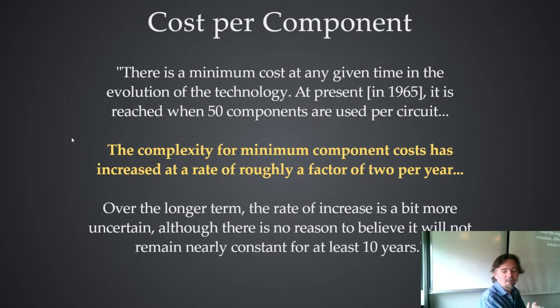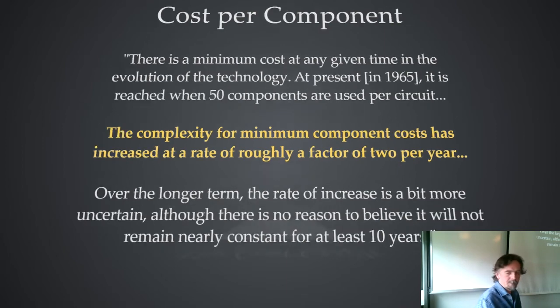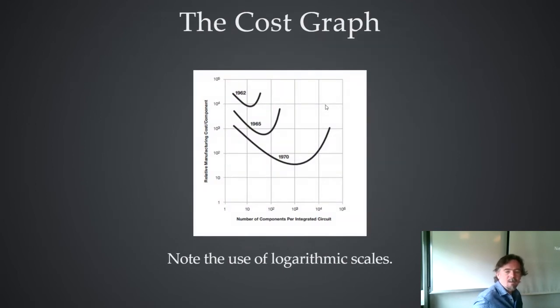He also said that over the long term, the rate of increase is a bit more uncertain, but there's no reason to believe that it won't remain true for at least 10 years, he thought, at that time. And here's the graph that he includes in his paper. First of all, this is a doubly logarithmic graph. Hopefully you're familiar with logarithmic scales. I think the COVID era has made people familiar with logarithmic scales because they're used quite a lot. So this is just where instead of your scale being linear, so it's not 10, 20, 30, 40, it's 10, 100, 1,000, 10,000. There are some things where it just makes more sense to graph them that way.